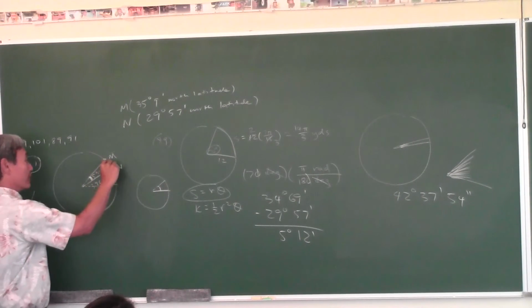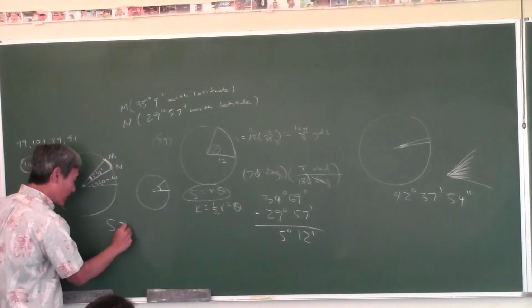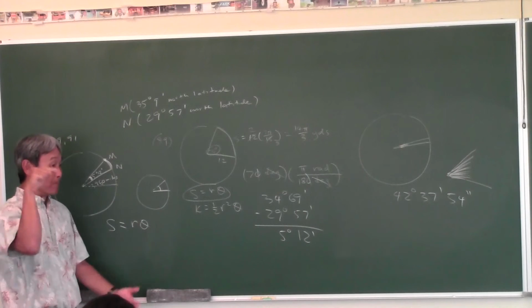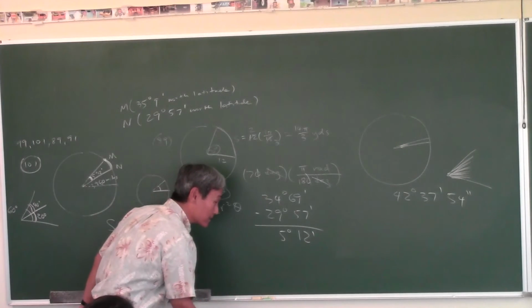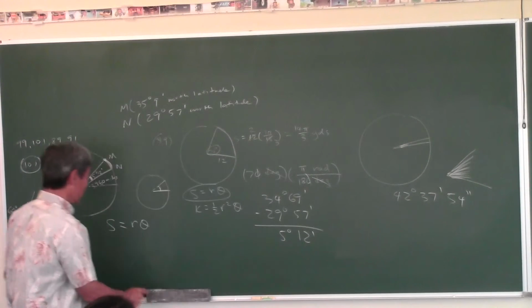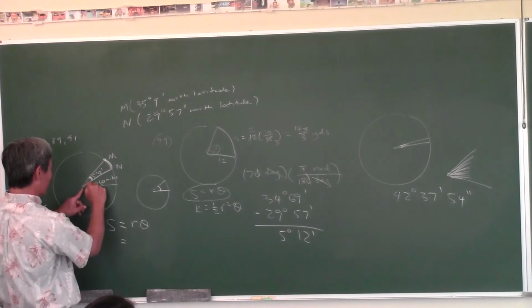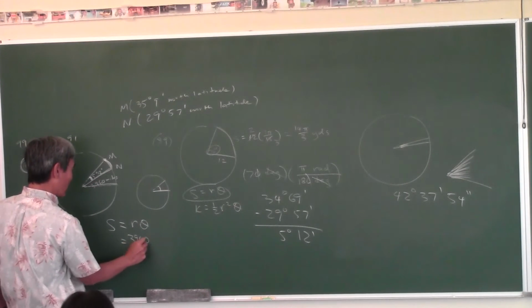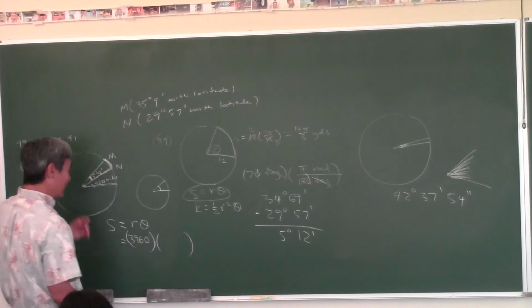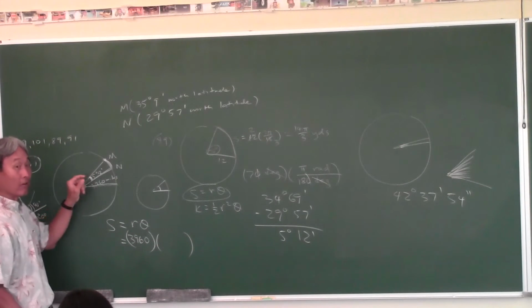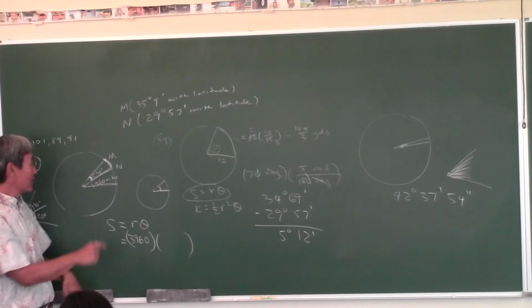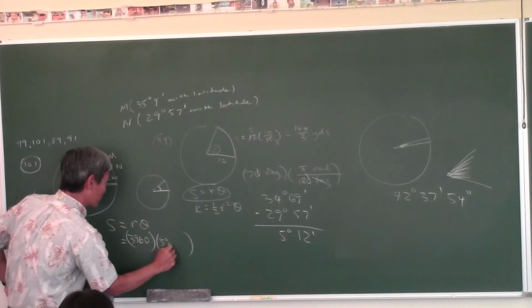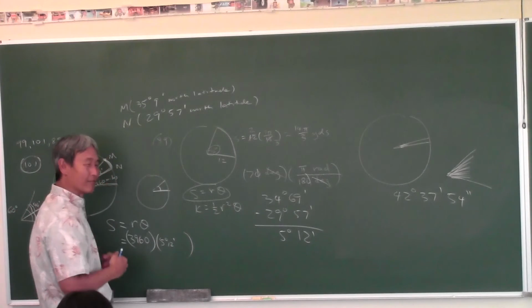Okay, so to figure out this arc length here, arc length is equal to what? Radius times the angle measured in radians. Okay, so what is the radius of the circle? Well, they told you the radius of the earth is 3960 miles. But then you gotta multiply it by this angle in radians. Now here's the problem. 5 degrees, 12 minutes, but you gotta convert that to radians.